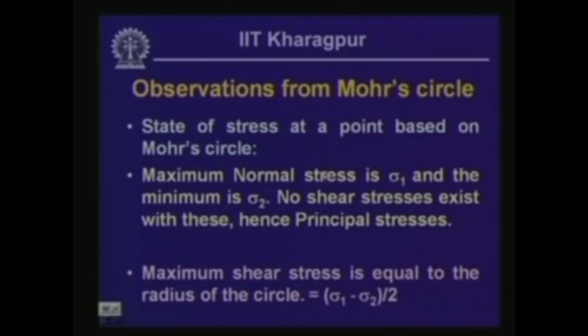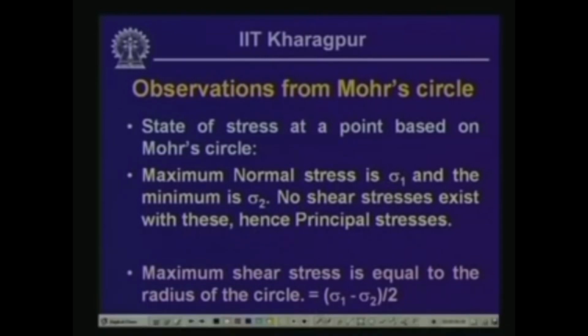Hence, from the Mohr circle we can observe that maximum normal stress is sigma 1, which we have designated as maximum principal stress, and the minimum stress is sigma 2, the minimum principal stress. At those two planes we have seen that no shear stresses exist, because being on the sigma axis, the values of shear stresses are 0, and hence they are the principal stresses.